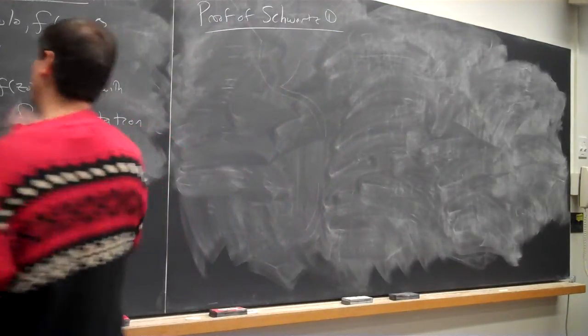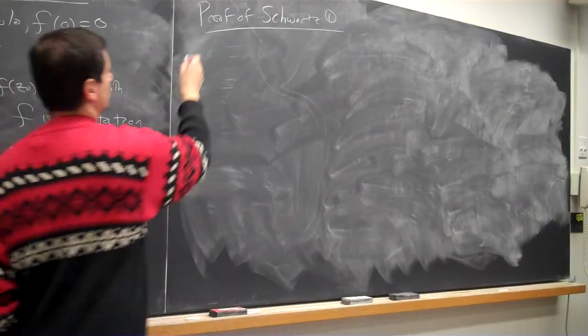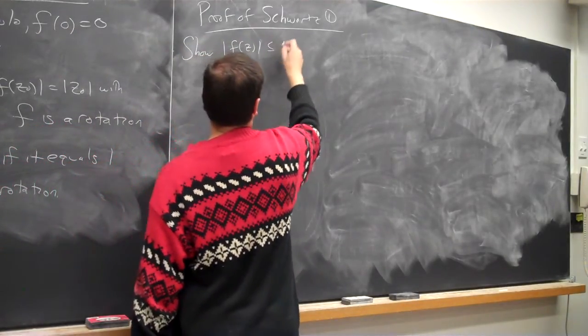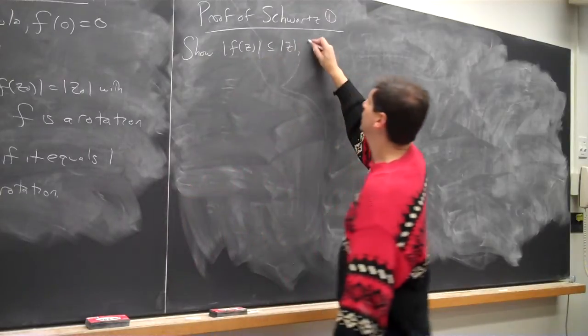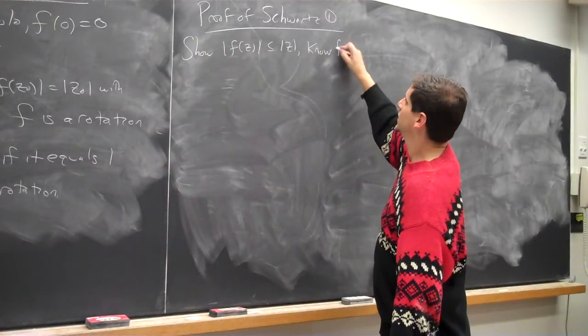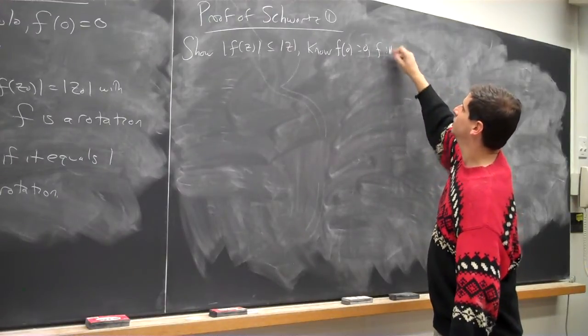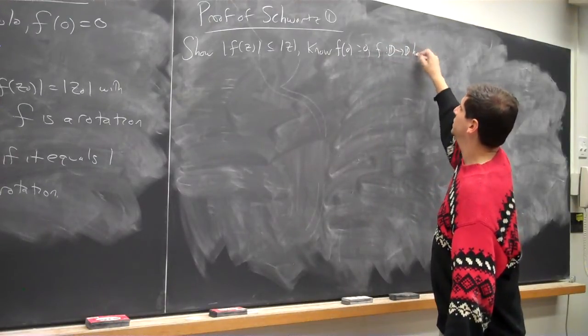Okay, so we want to show that the absolute value of f of z is less than or equal to the absolute value of z, and we know f of 0 is 0, f from D to D is holomorphic.